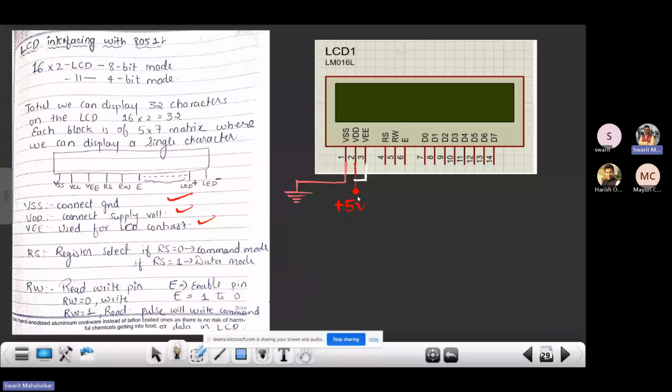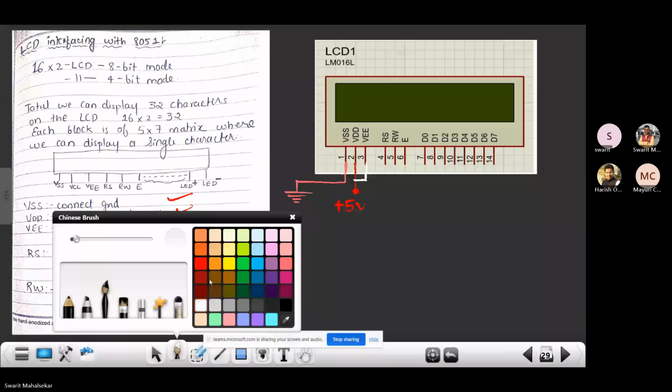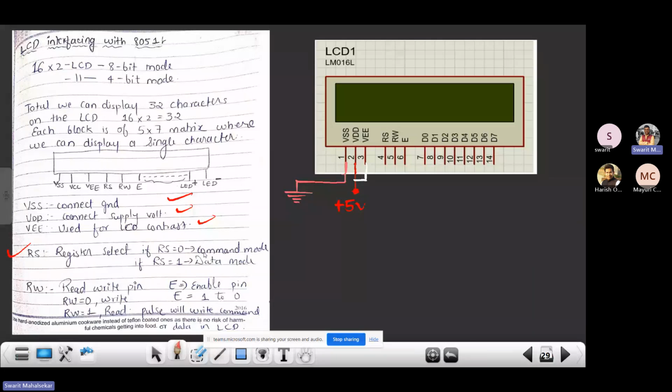Now these are the three major important pins, that is RS, RW and enable. So you just have a look over here, the RS pin, that is register select. Register select pin. If RS is 0, we are going to send a command. And if RS is 1, we are going to send data. So let me just elaborate this. Let me just show it to you.